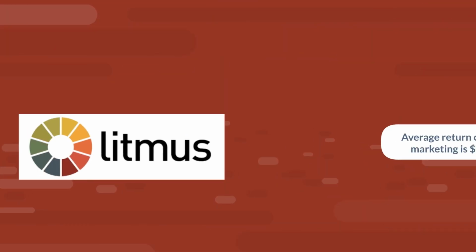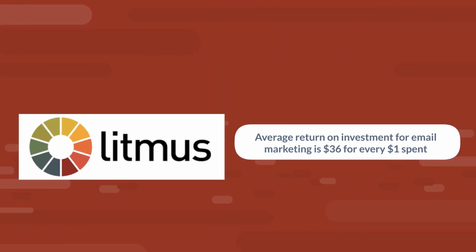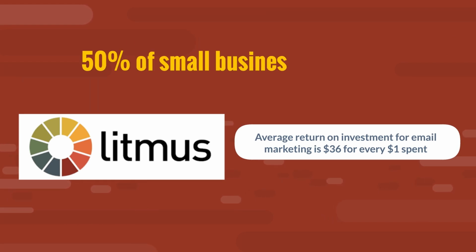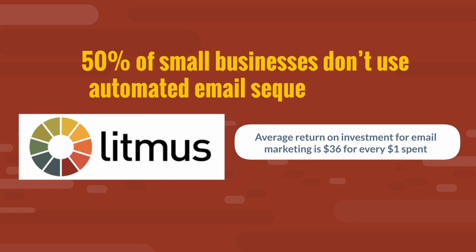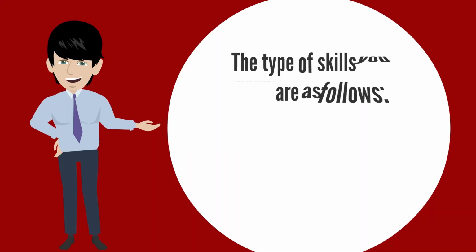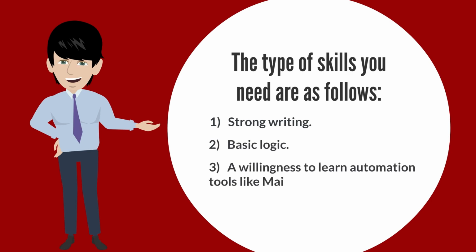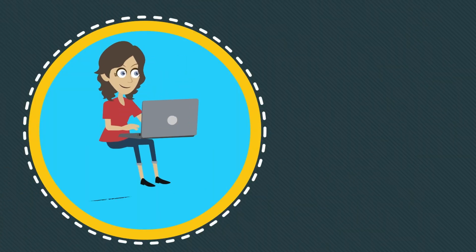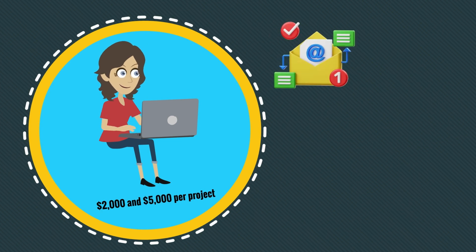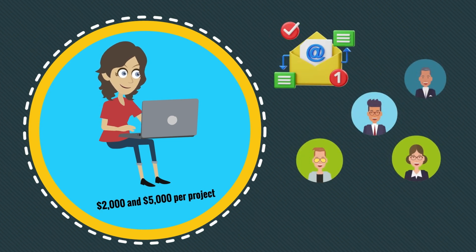According to Litmus, the average return on investment for email marketing is $36 for every $1 spent. And yet, 50% of small businesses don't use automated email sequences at all. The type of skills you need are as follows. 1. Strong writing. 2. Basic logic. And 3. A willingness to learn automation tools like MailChimp, ConvertKit, or HubSpot itself. Have all these? Then you can charge between $2,000 and $5,000 per project for building automated email sequences. That's just 2 to 4 clients per month to hit 6 figures a year.